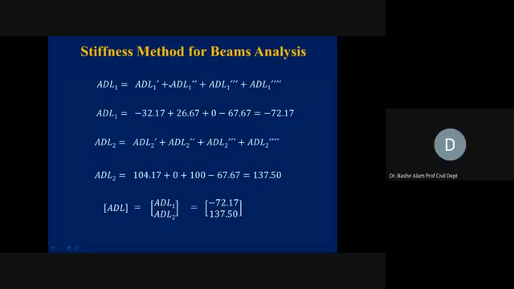So here you see ADL1 and ADL2, all these primes, whose values you already have. So this is now the net ADL matrix: ADL1 is minus 72.17, and ADL2 is 137.50. Now remember, when you go to the AML matrix, you will be taking the effect of all these 4 from where you generated these ADL matrices. So correspondingly, you will be adding in the AML matrix.